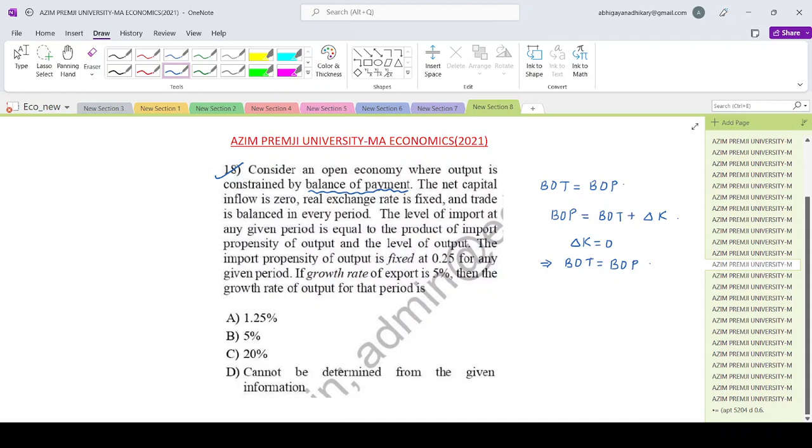Real exchange rate is fixed. Trade is balanced in every period. This is another important observation. What does it mean? Balance of trade is equal to 0 for all t. The level of import at any given period is equal to the product of import propensity of output and the level of output. The import propensity is fixed at 0.25 for a given period. If the growth rate of export is 5%, then the growth rate of output for the period will be what amount?